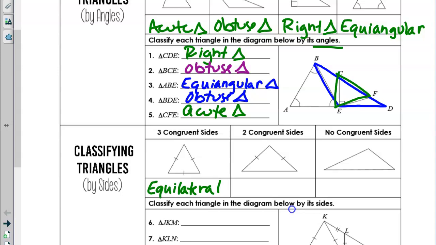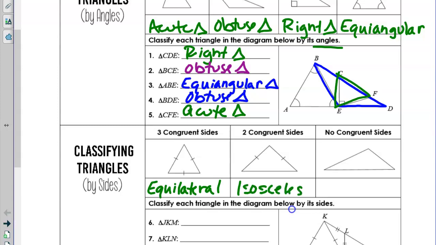There's 2 congruent sides. Obtuse? We're not looking at the angles anymore. We're talking about the sides. So if there's 2 congruent sides, what do we call that? Someone used this earlier. Isosceles. Good. That is a big word.